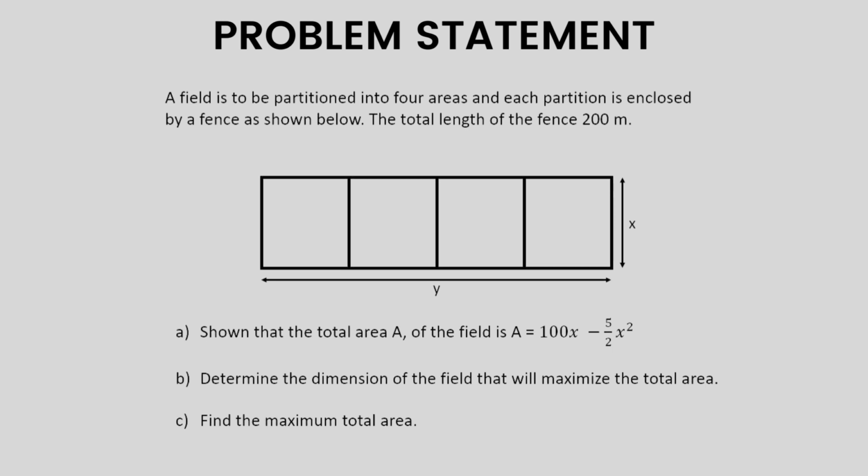A field is to be partitioned into 4 areas and each partition is enclosed by a fence as shown below. The total length of the fence is 200 meters. The question is: A. Show that the total area of the field is A equals 100x minus 5/2 x squared. B. Determine the dimension of the field that will maximize the total area. C. Find the maximum total area.